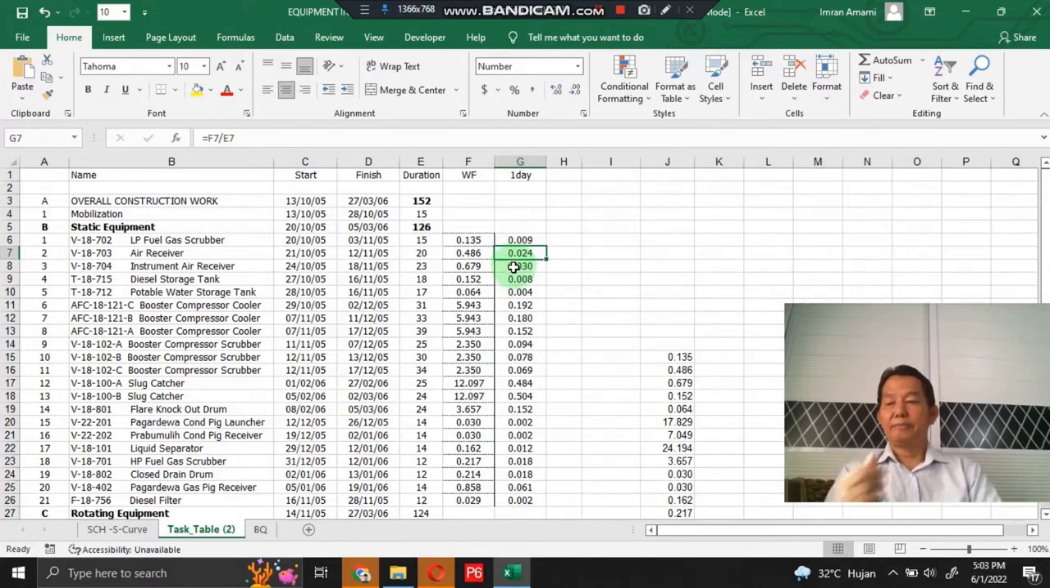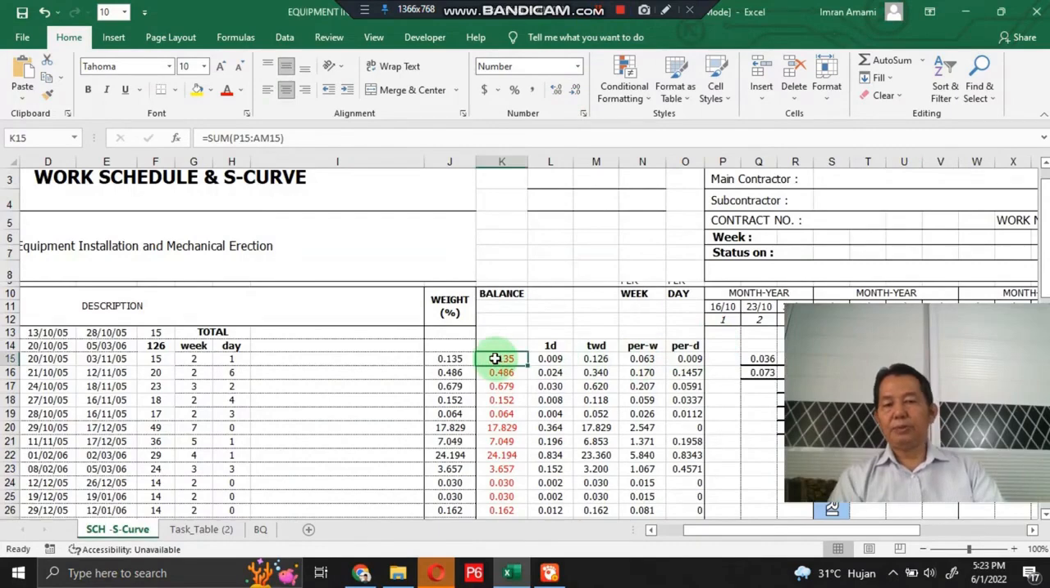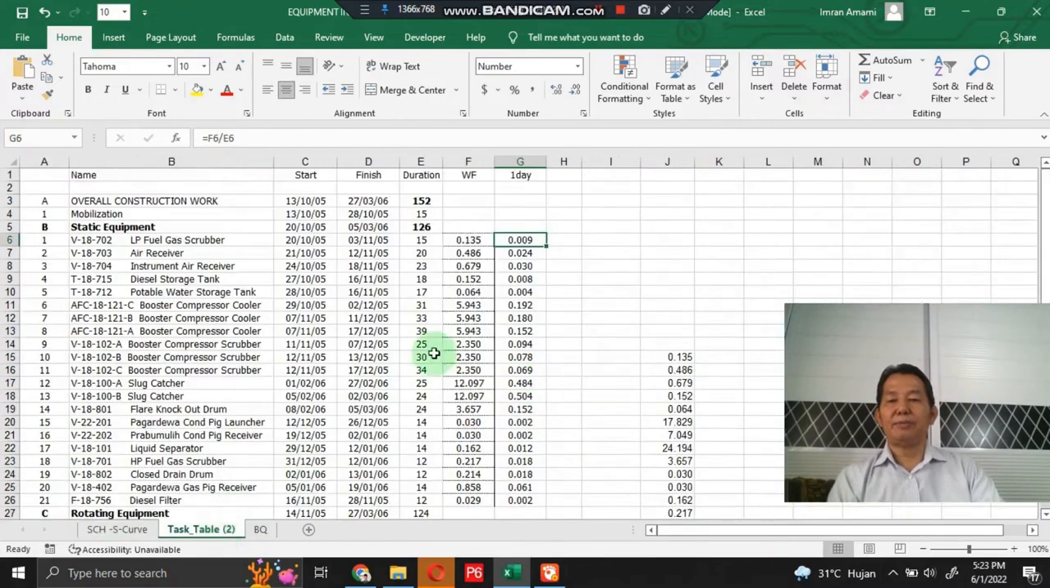Then the same applies to other cells in this section. The cell with the red number is the work factor based on contract price, as well as the total number of work factors in this work schedule. And then this is the work factors for one working day, as explained already in the task table here.